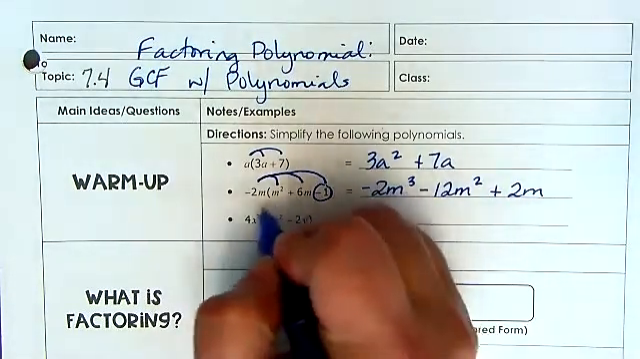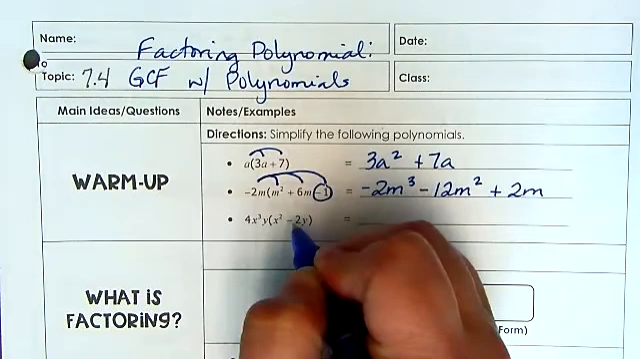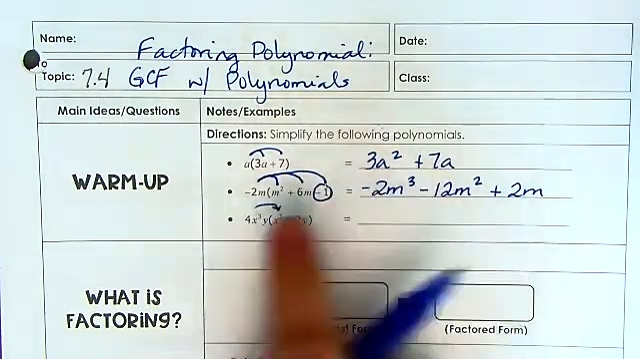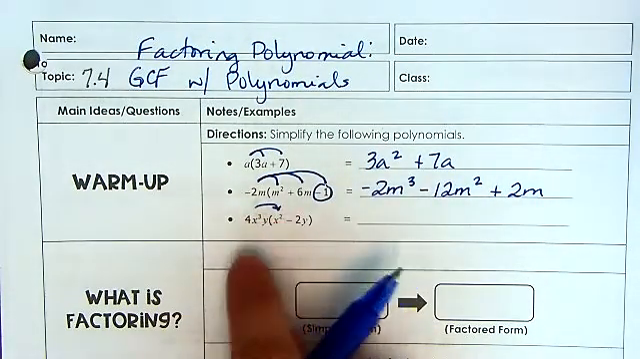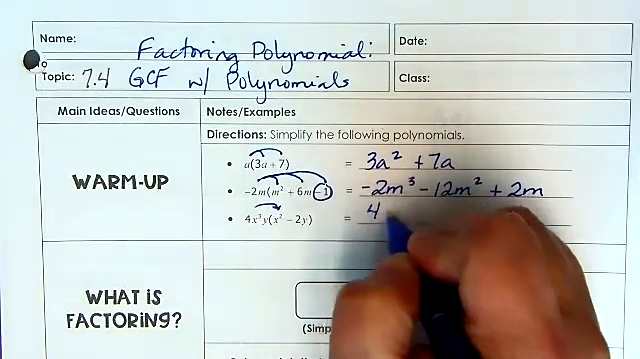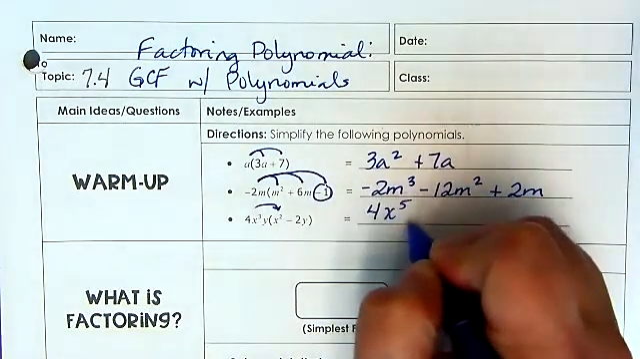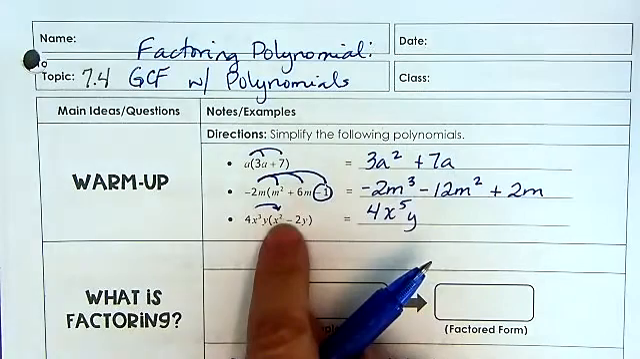Now we're going to do the third one here. So I'm going to do 4x to the third y times x squared. Remember, when we're multiplying, we add the exponents. So this is going to become 4x to the fifth y. There's no y in this one, so I don't have to worry about adding anything to the y.